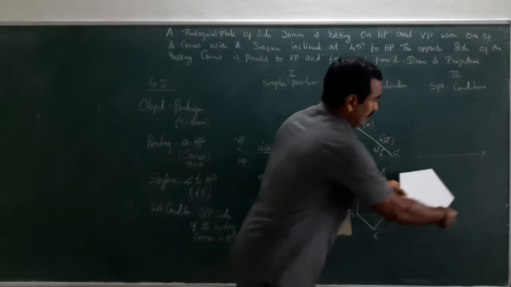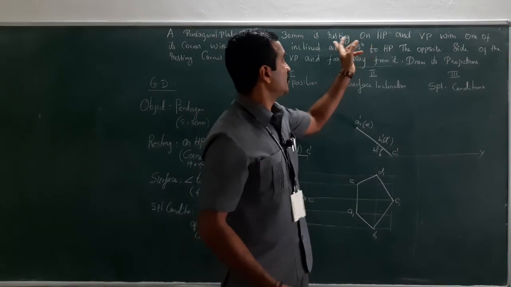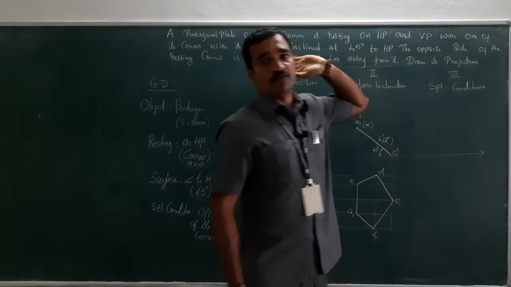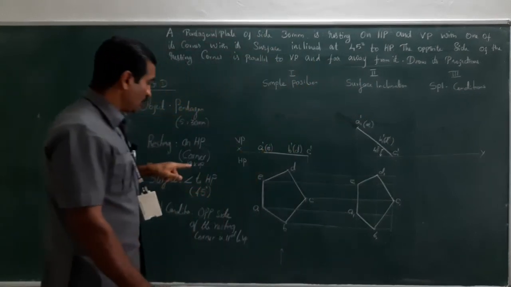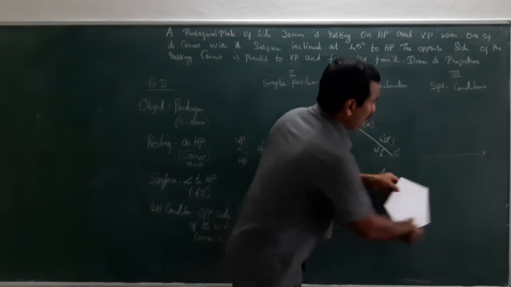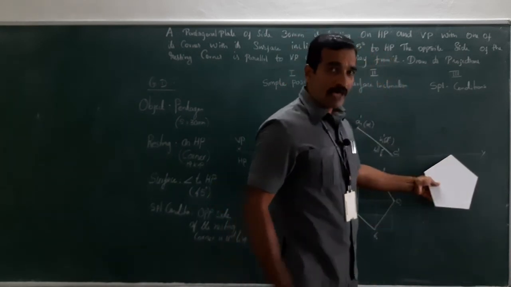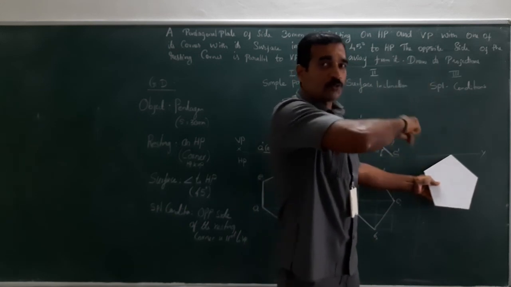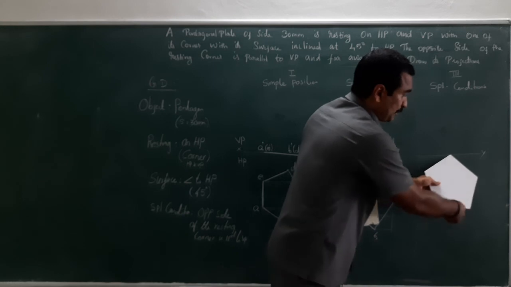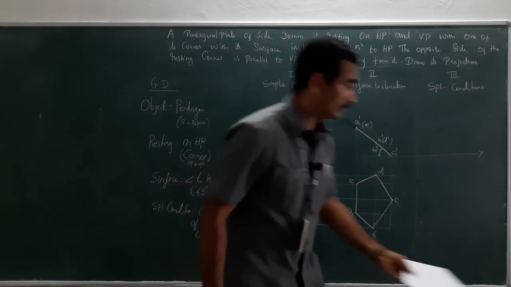So if I tilt in this manner, because look at here, one of the corners is resting on HP as well as VP. It is resting on both HP and VP. So therefore, this position should be kept in this manner. Therefore, the corner is resting on HP as well as VP, and the opposite of the resting corner is parallel to VP and far away from it. This is the condition, right?